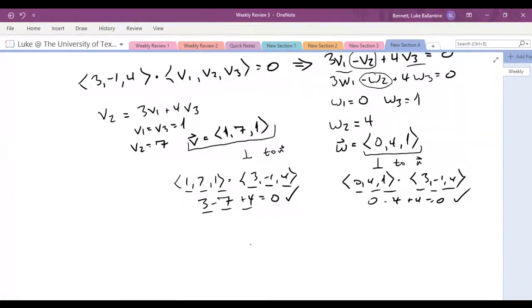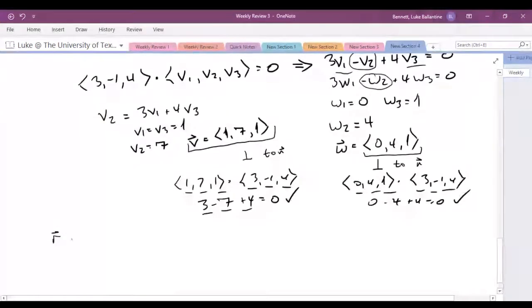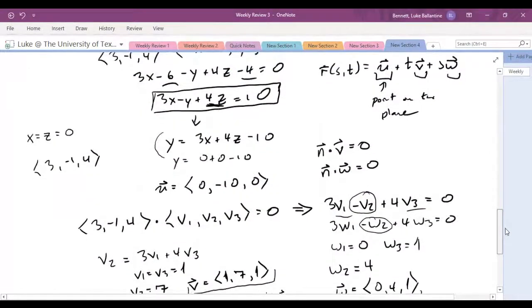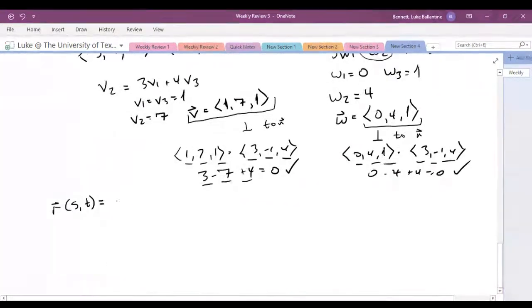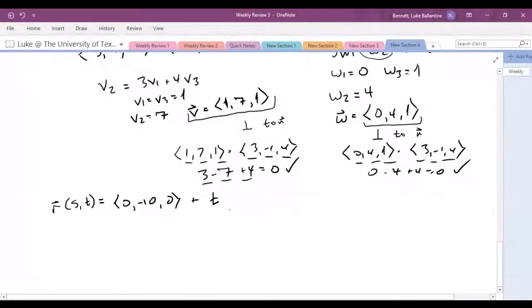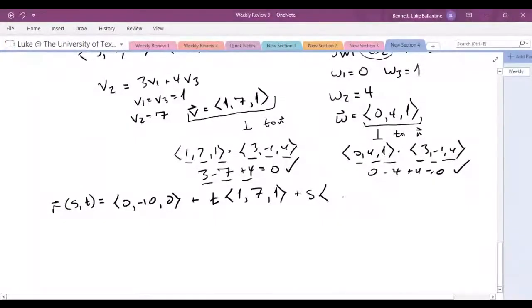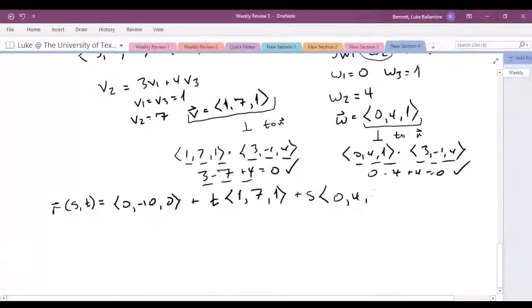Okay. So we have two vectors perpendicular to the normal vector. That means they lie on the plane. And we have a point on the plane. So we can go ahead and write our parameterization. So R of S comma T equals, now the point we chose was the Y intercept, which was 0, negative 10, 0. Then we have T times V. T times V is T times 1, 7, 1, plus S times W, 0, 4, 1.